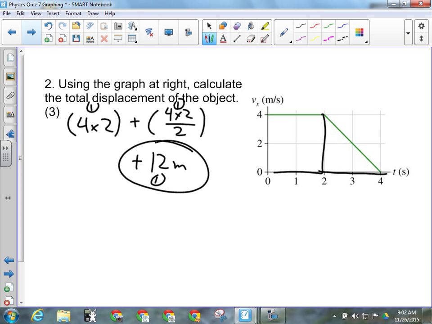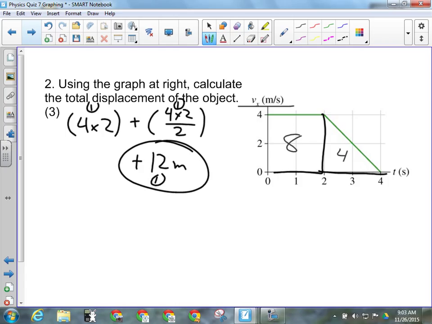All right, question number 2, using the graph at right, calculate the total displacement of the object. Well, this is a velocity versus time graph. So I need to take average velocity and multiply it by time. For the first part, that's easy. The average velocity is 4, and the total time is 2. So base times height gives me 8 there, and then I have a triangle that's basically half of that. Its height is 4, its base is 2.